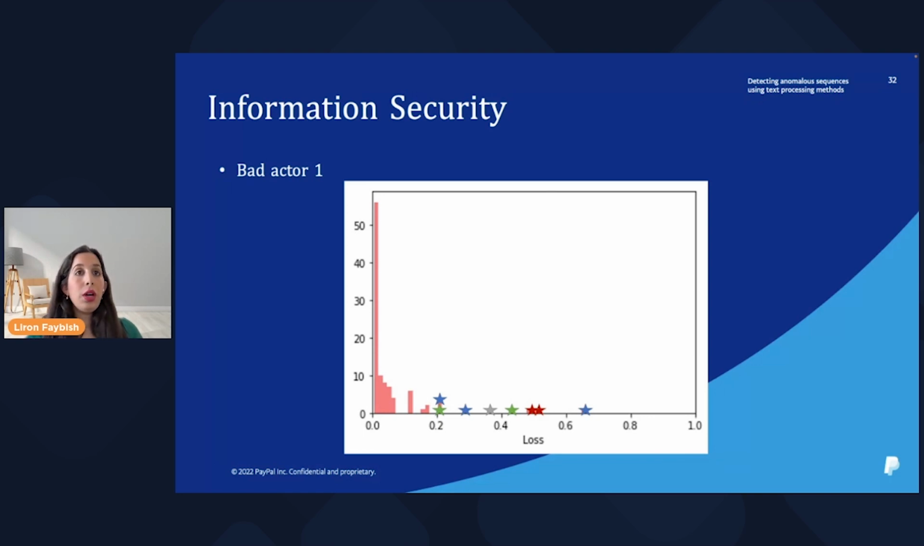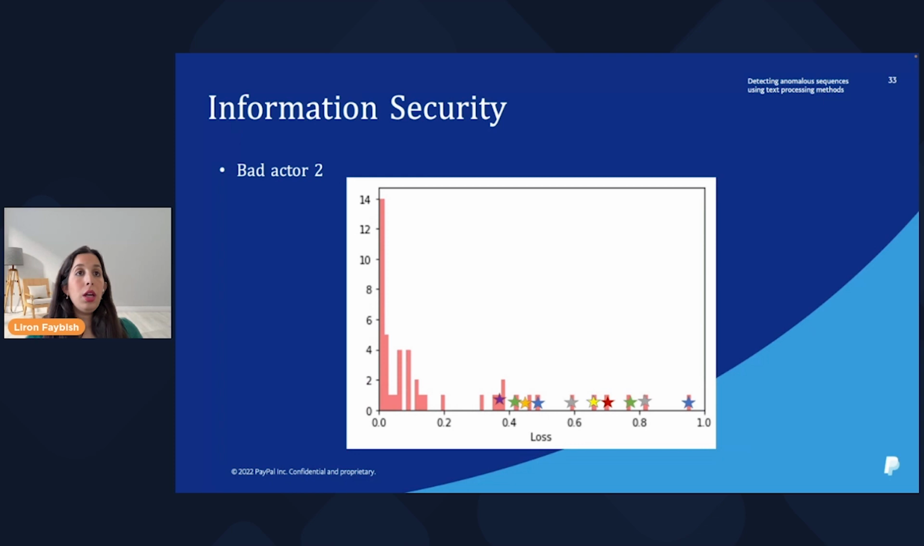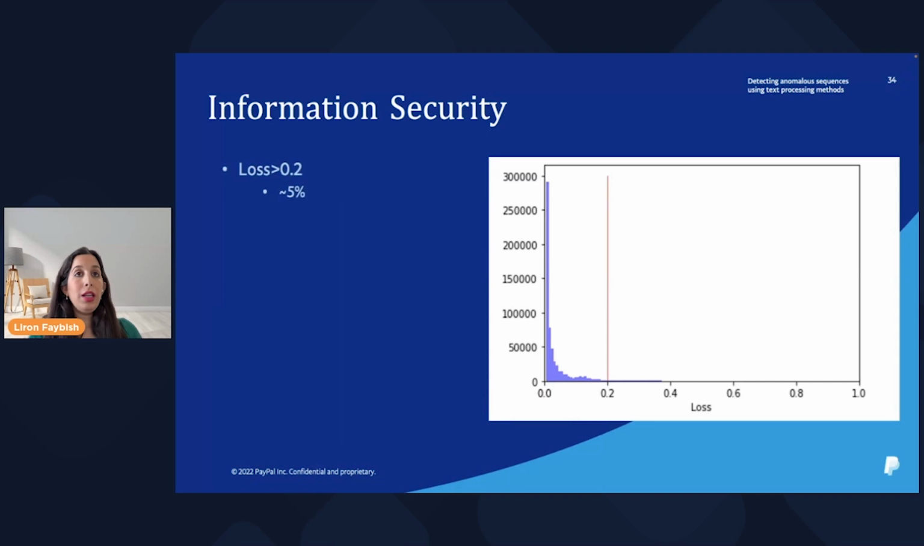So now let's look at the second bad user, and again, in this case, almost all of the sessions that received a loss above 0.2 were related to bad accounts. This means that our model indeed was able to recognize the anomalous sessions again. And if we look back at the test set and put a threshold of 0.2, we are left with around 5% of the results.